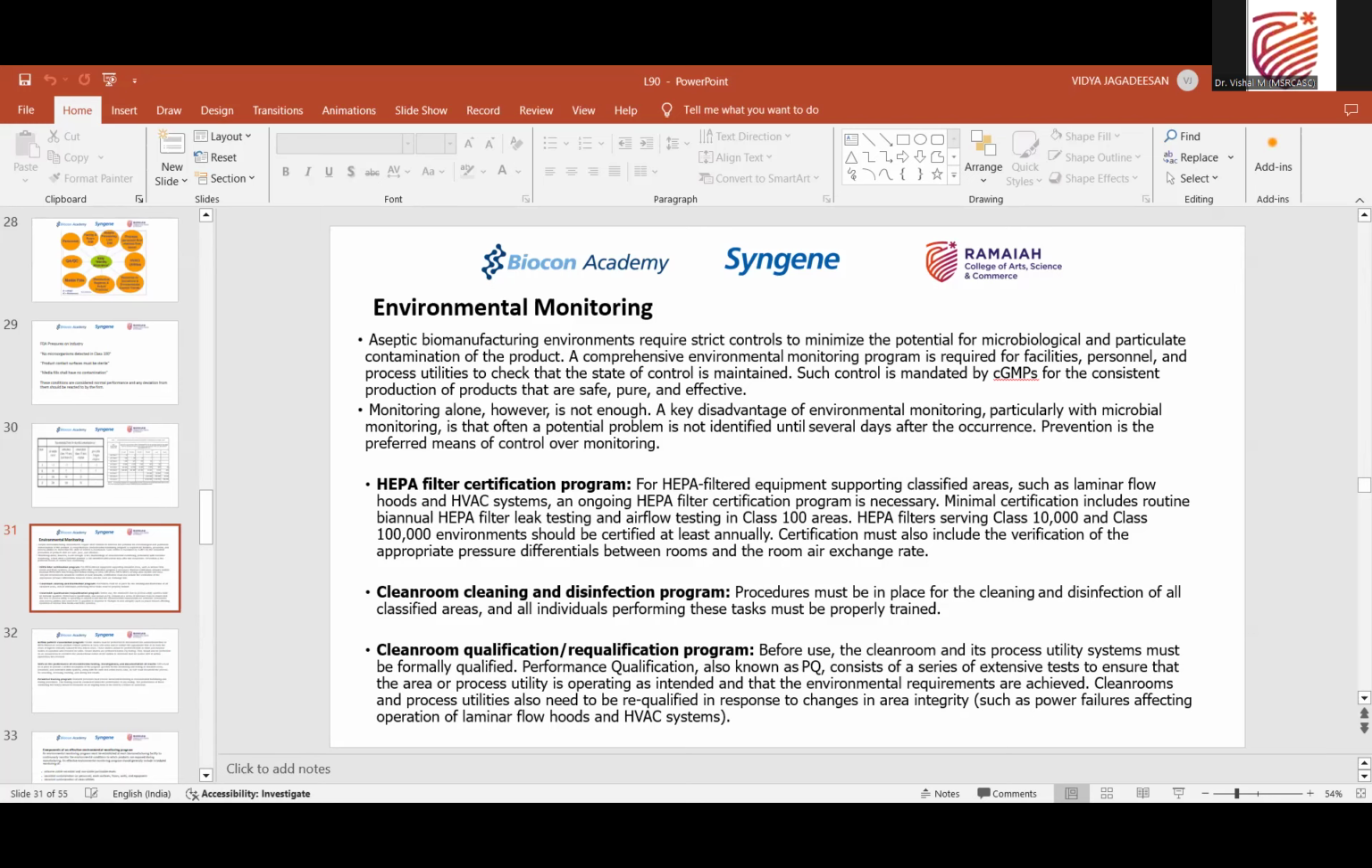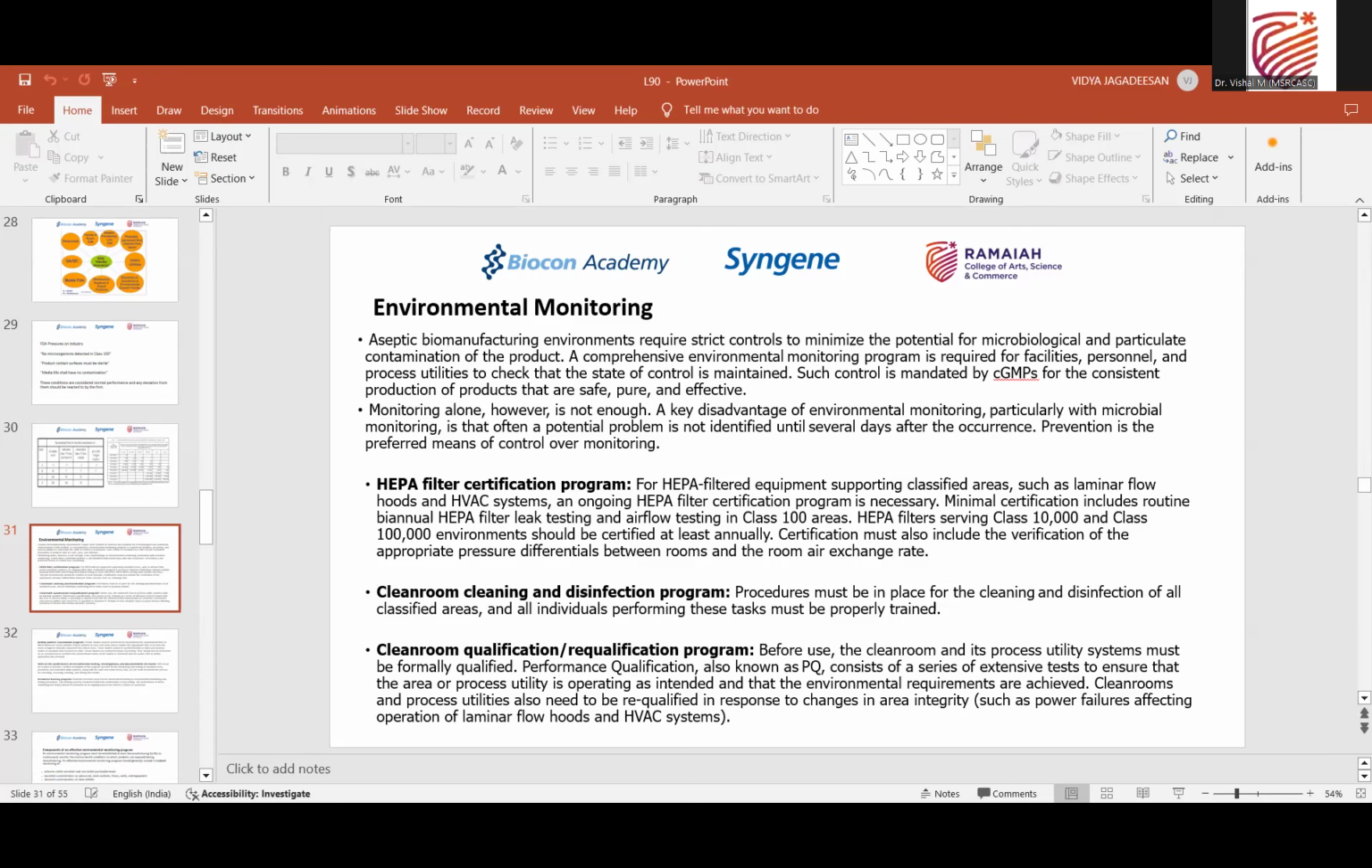Okay. So all this verification has to be done, and clean room cleaning, any kind of disinfecting processes can be used. And how do you qualify a clean room? So before you use the clean room, any area, you need to check for the cleanliness. And this qualification is also called PQ. So you need to check the consistency. You need to extensively check for the cleanliness there.